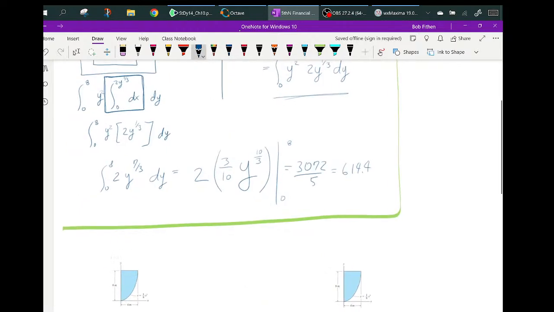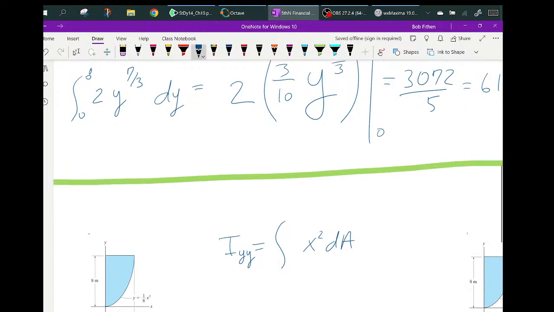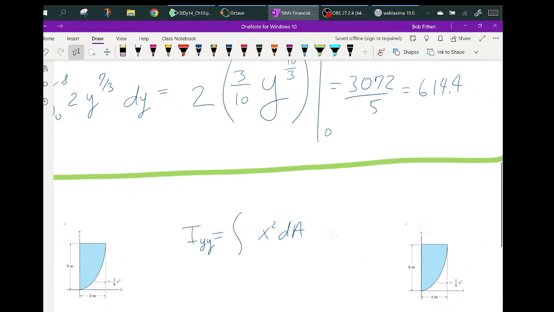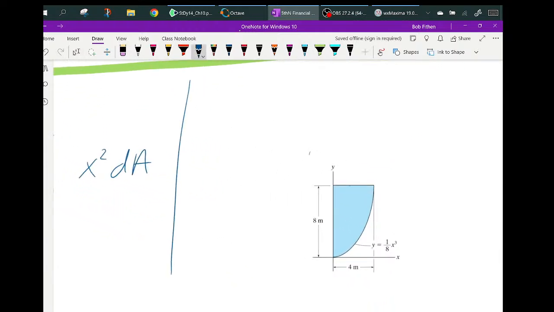Now, I'm basically doing the x squared dA. The integral, okay, y. So, let's try to relate it to what he would do. I'm not a great drawer. This is what he's going to want to do.